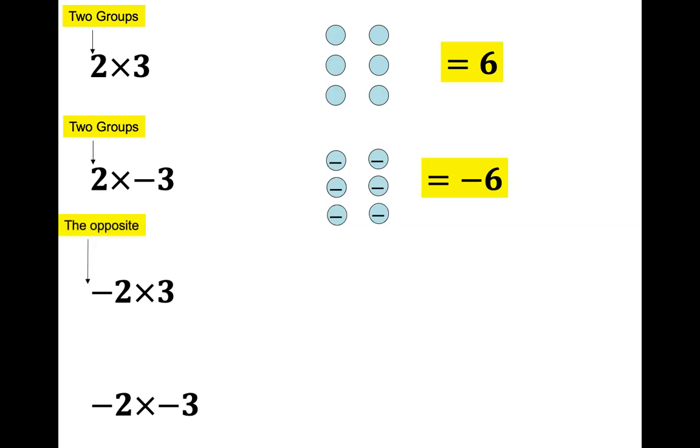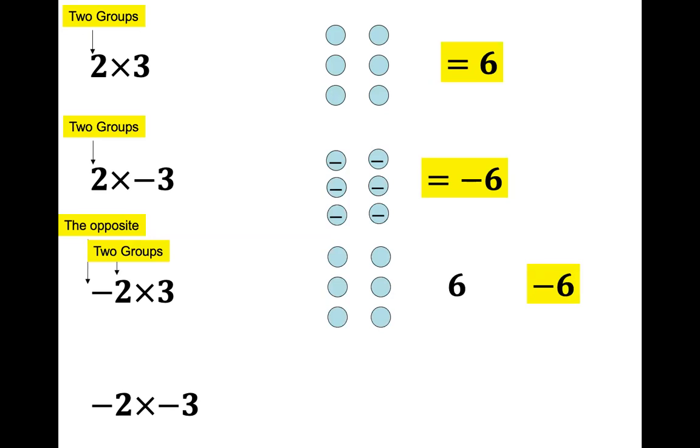So instead of saying -2 times 3, you just told me -2 is the opposite of 2. So I'm going to say the opposite of 2 groups of 3. Well, what was 2 groups of 3? So therefore, what's the opposite of 6? The opposite of 6 is -6, right? This is why negative times a positive is negative. So why is a negative times a negative a positive?